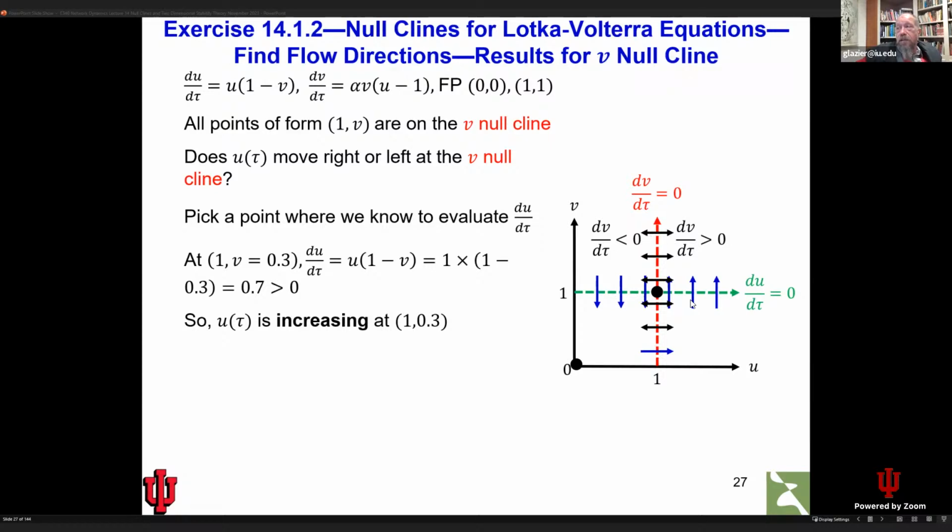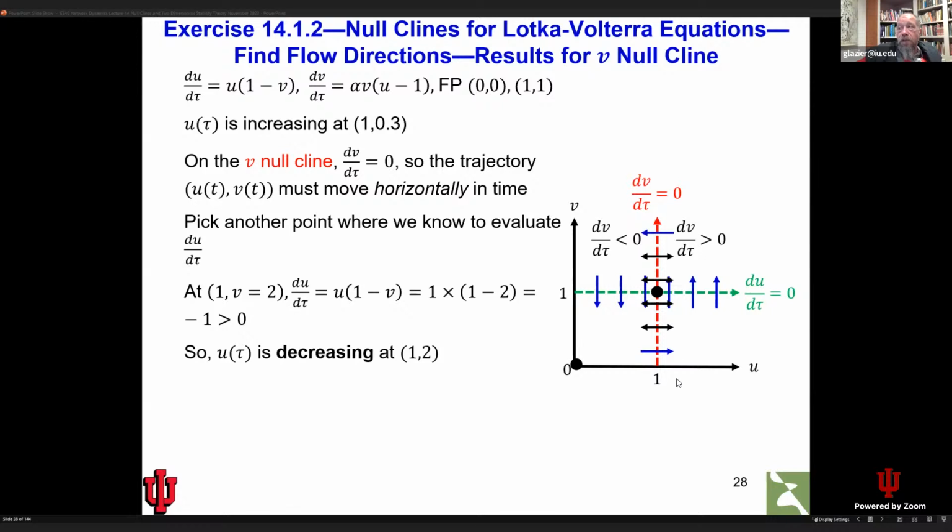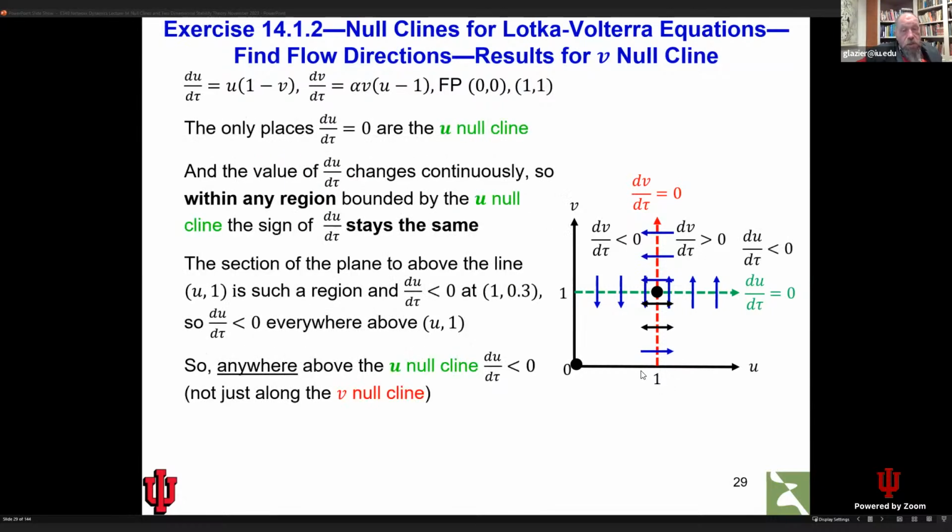I know above the u dot null-cline, it goes to the left. So I have my left. And so now this is where you started out when you did the screen share, right? Somebody jumped ahead to this already. And now I can label my quadrants. Above the green line, I point to the left. Below the green line, I point to the right.